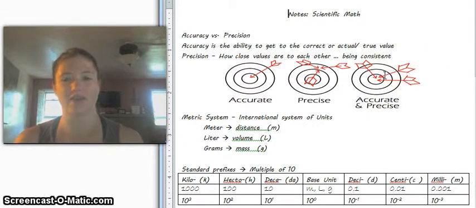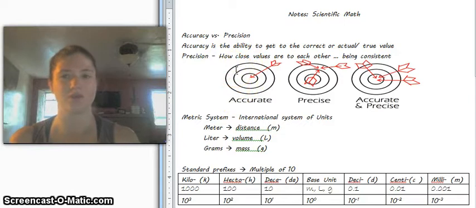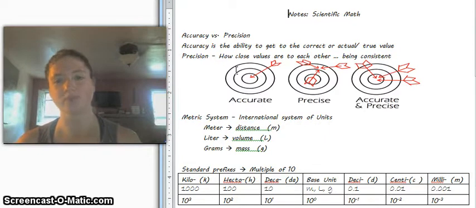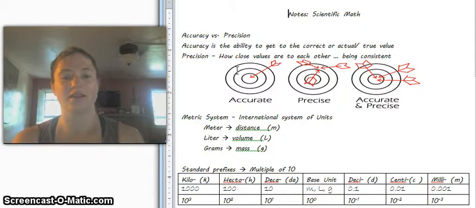You don't want it to be precise but measuring the wrong value, or be accurate but then get all kinds of different values. Every time you use a tool, every time you take a measurement, you want it to be both accurate and precise. One of the other things that we are going to talk about is the metric system.